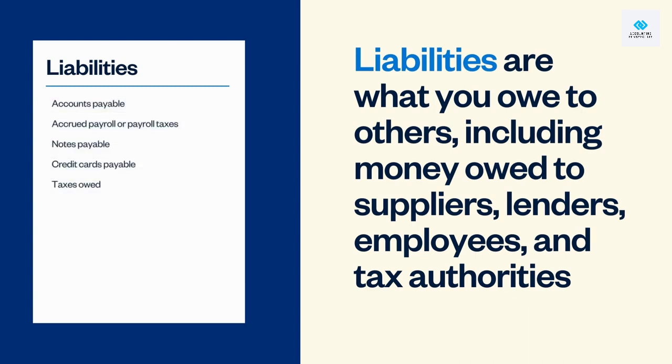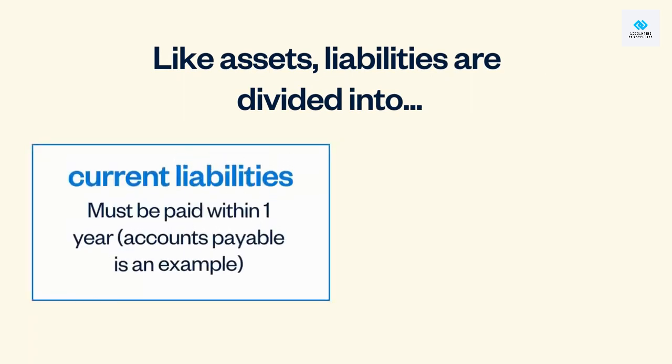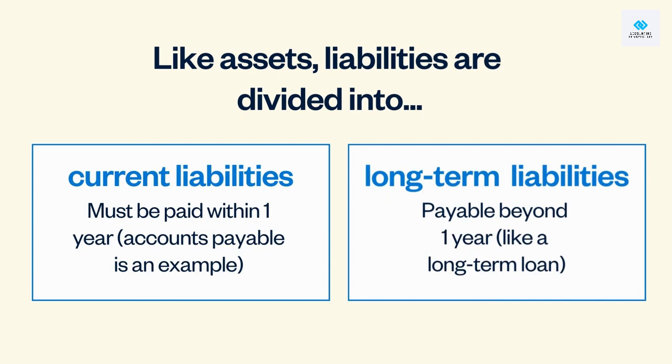Liabilities are what you owe to others. Accounts payable, credit card debt, and tax payments are all liabilities. Like assets, liabilities are divided into current liabilities, which must be paid within 1 year, for example, accounts payable, and long-term liabilities. These are payable beyond 1 year. A typical bank loan would be an example of a long-term liability.